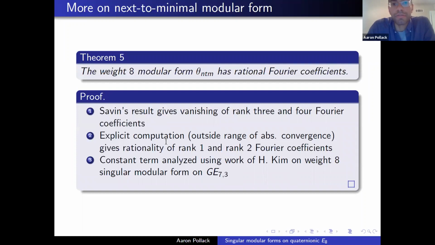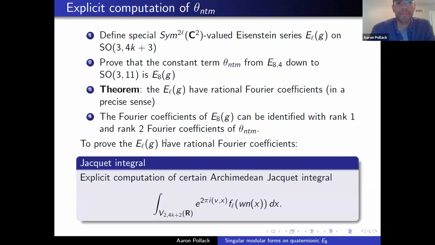And so the result is that this weight 8 modular form has rational Fourier coefficients. Like I said, Savin's result gives the vanishing of the rank 3 and rank 4 Fourier coefficients, and some sort of explicit computation outside the range of absolute convergence gives the rationality of the rank 1 and rank 2 Fourier coefficients. And then the constant term is analyzed using work of Henry Kim. And so this is the last slide.